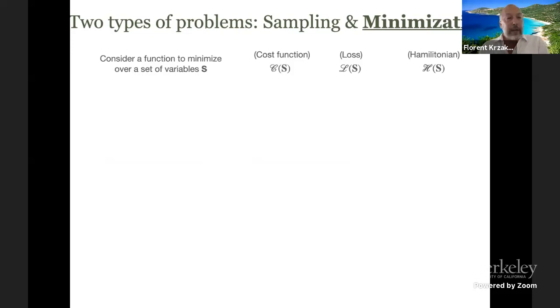All right, the second type of problem that I will discuss in this set of lectures are minimization problems. Now, it goes basically in the same way. Let's say that you have a function that you want to minimize over a set of variables, call it S. You can call this a cost function. These days in machine learning, perhaps you will use the word loss that you want to minimize. And physicists still will insist on the word energy or Hamiltonian. In the same way, you want to minimize this.